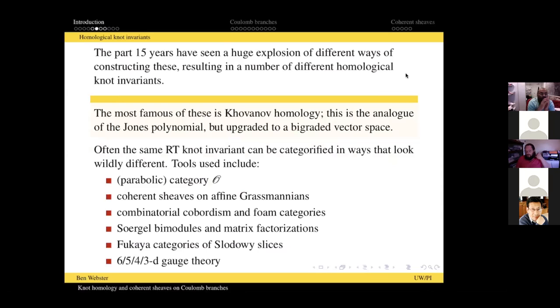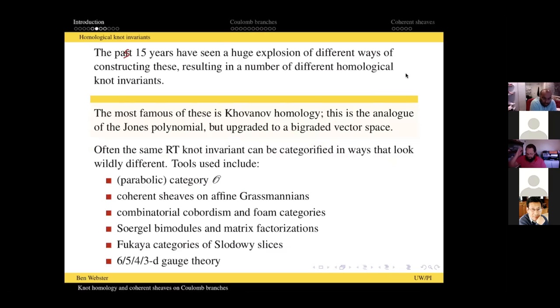So over the past, and I caught this right before the talk, but I didn't have time to change it, I wrote part, but I should have said past 15 years, we've seen this big explosion of different ways of thinking about knot homologies. The kickoff to this was Khovanov's construction of Khovanov homology, but that generated an enormous amount of activity in the area using lots of different tools.